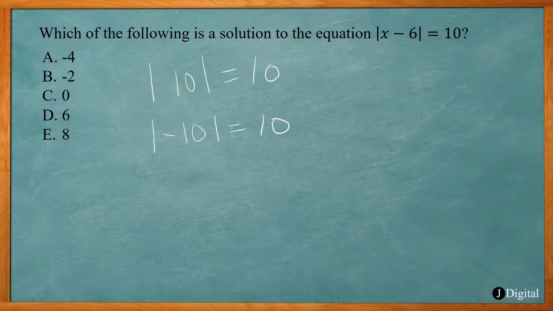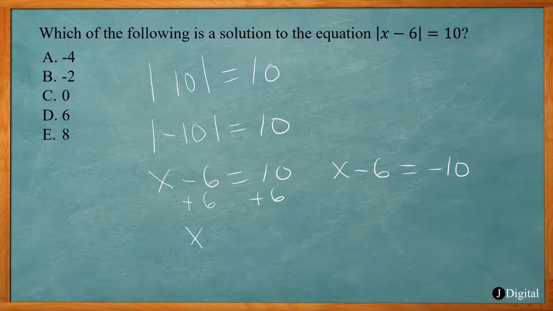So what we do with our equation to account for that, x minus 6 can equal 10, or x minus 6 can equal negative 10. So we have two equations that we set up. We need to solve each one for x. Here I add 6 to both sides, so x equals 16. Over here, again, add 6 to both sides, and x equals negative 4. Okay, so 16 and negative 4 work out in this equation. So we choose the answer that appears in the answer choices, which is negative 4.